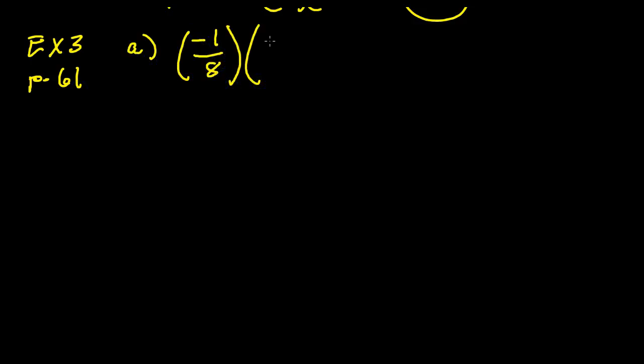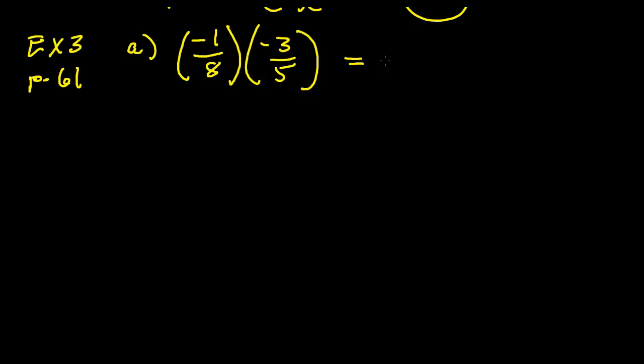Let's look at an example in the text. This is example 3 on page 61, if you want to look along, and we're asked to multiply two fractions. Both of these are negative, minus 1/8 times minus 3/5. Right away I know my result is going to be positive. Negative times negative is positive.